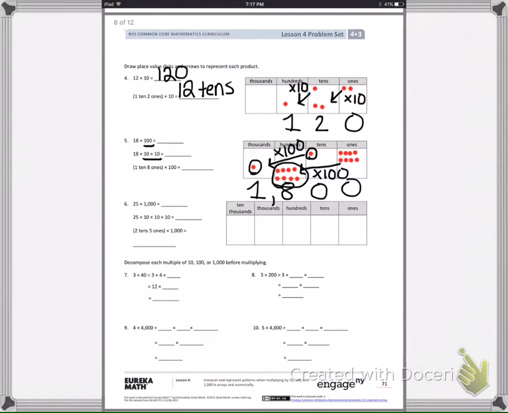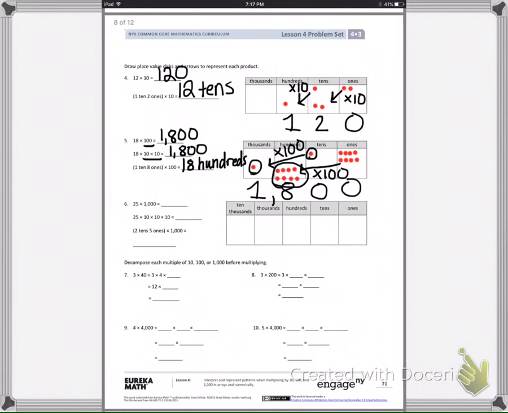So we have 1,800. 18 times 100 equals 1,800. 18 times 10 times 10 equals 1,800. 1 ten, 8 ones times 100, we can say, equals 18 hundreds.